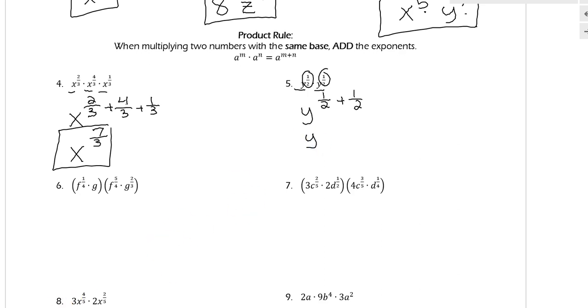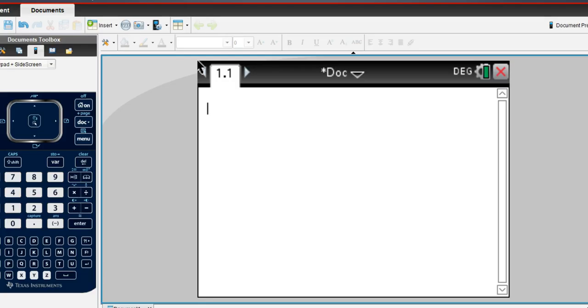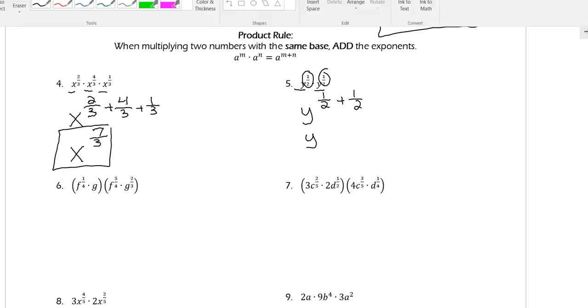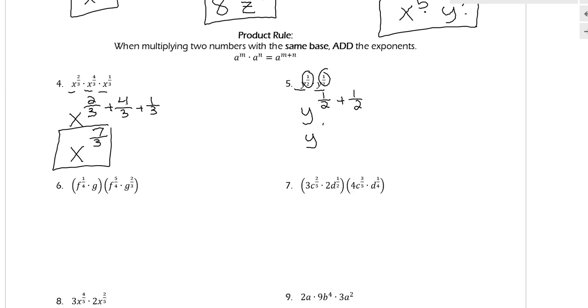Okay. I am going to use a calculator starting now just to make it a little easier. So I have 1/2, so I'm going to write my calculator as 1 divided by 2 plus 1 divided by 2. That easy. And I get 1. So this is just y to the first, but we're not actually going to write it like that. We're just going to write y, okay? So you do not need to write an exponent of 1.